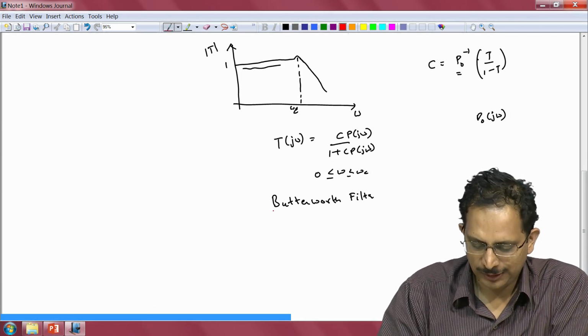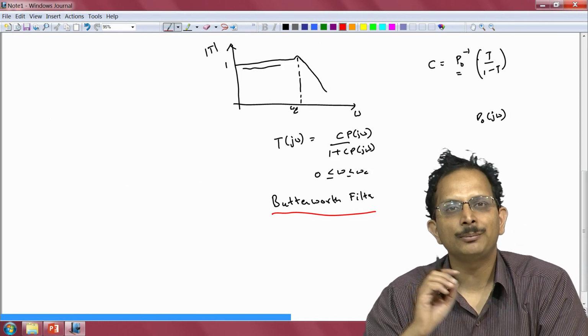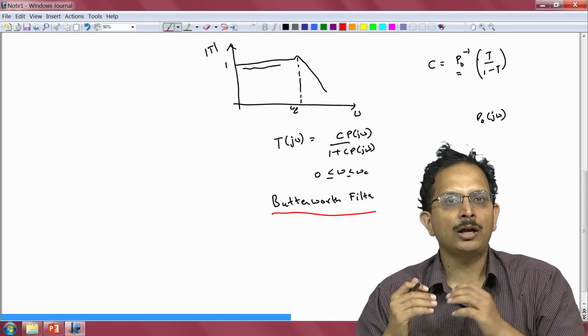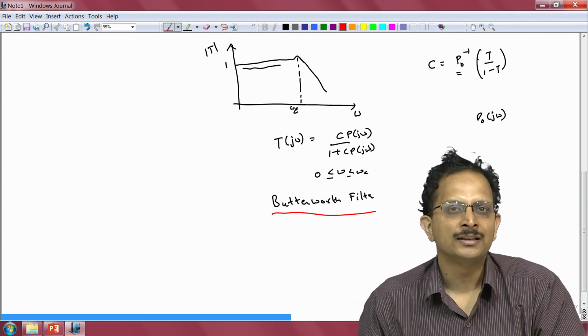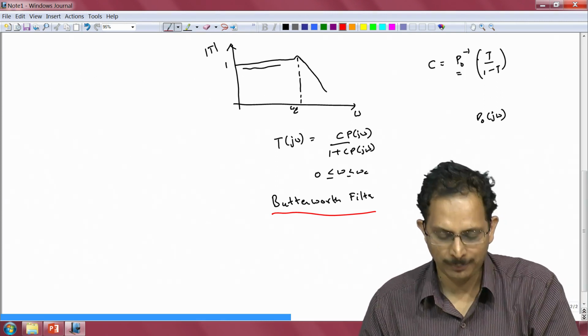If we choose the transmission function T to be a Butterworth filter, then we would have a maximally flat magnitude response within the pass band of this filter, and that will allow our filter to have a gain that is as close to 1 as is possible within its pass band.